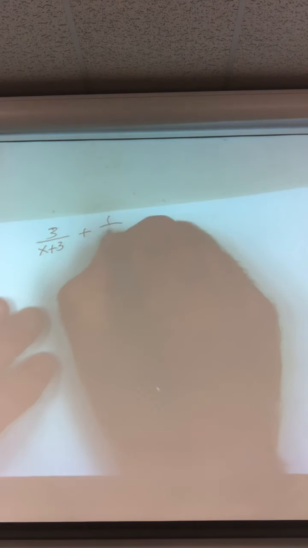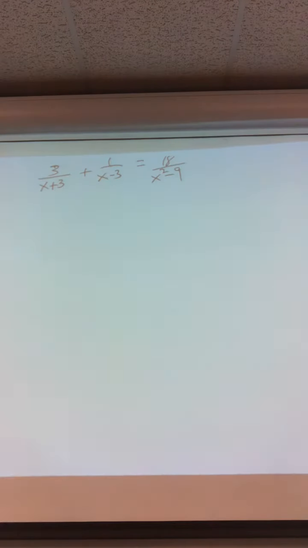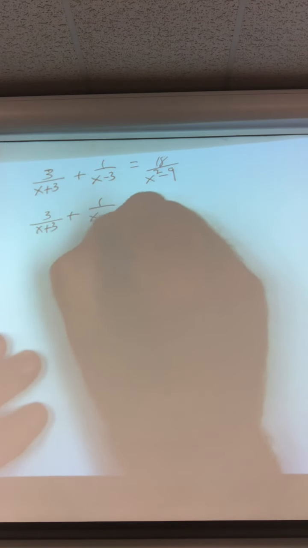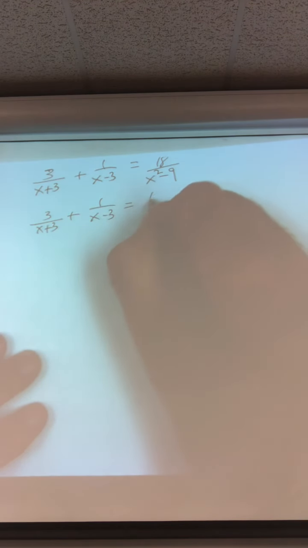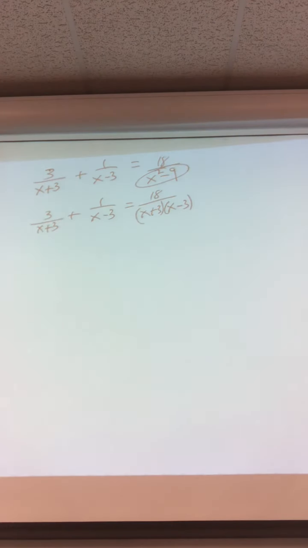Okay, let's do one more example. Now, just a suggestion here on this one before we get started. If any of your denominators are factorable, it will be easier on the eyes if you factor it first. For instance, this denominator right here, x squared minus 9, factors as x plus 3 times x minus 3. It's just easier to look at if it's factored.